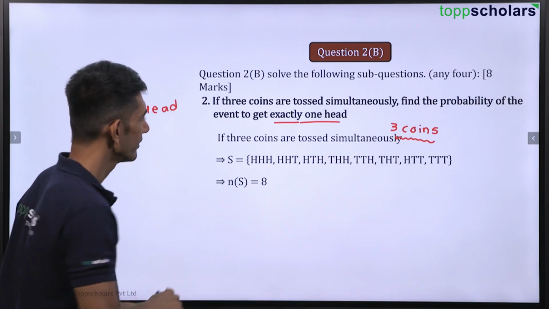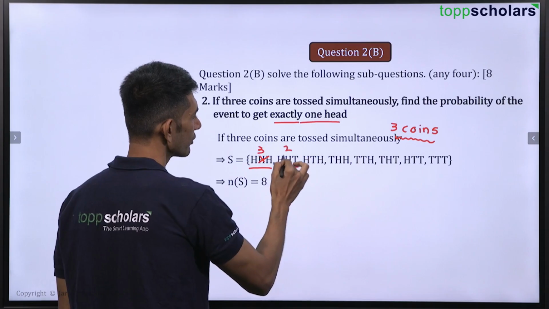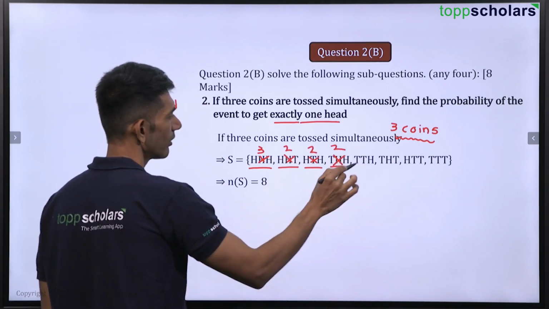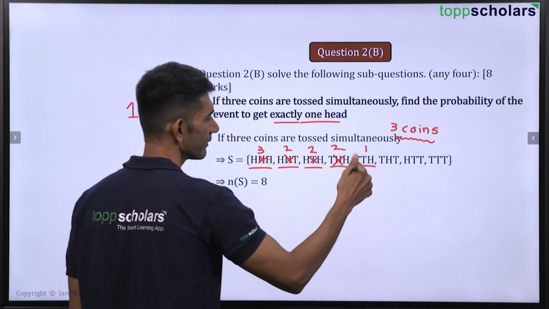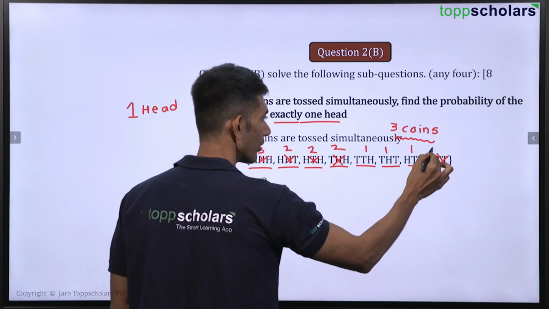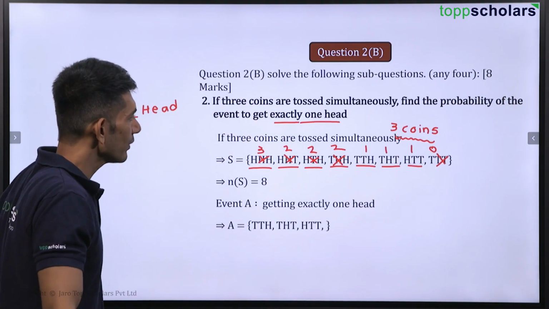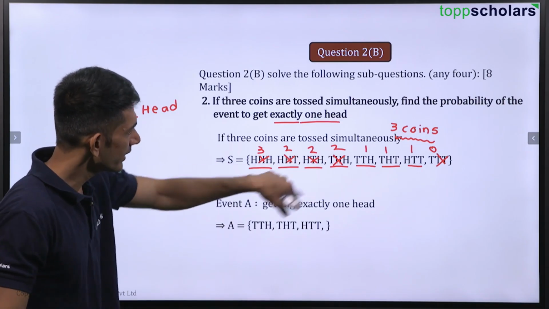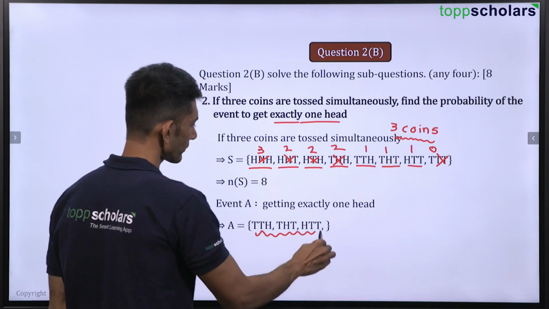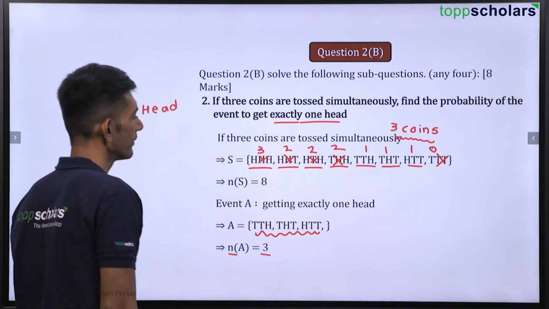Exactly one head. Here 3 heads, this is gone. Here 2 heads, gone, 2 heads, gone, 2 heads, gone. Exactly 1, yes. Exactly 1, yes. Exactly 1, yes. Gone because 0 heads. So exactly one head, you'll have TTH, THT, HTT. How many? 3. N of A is 3.